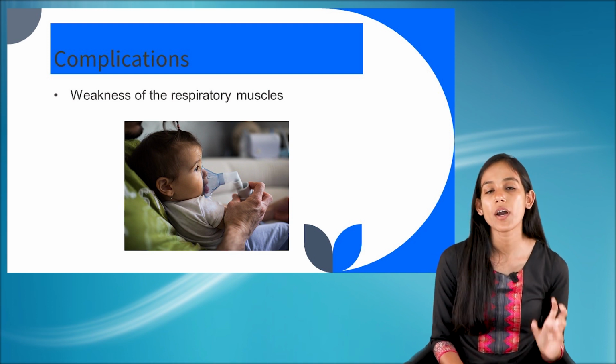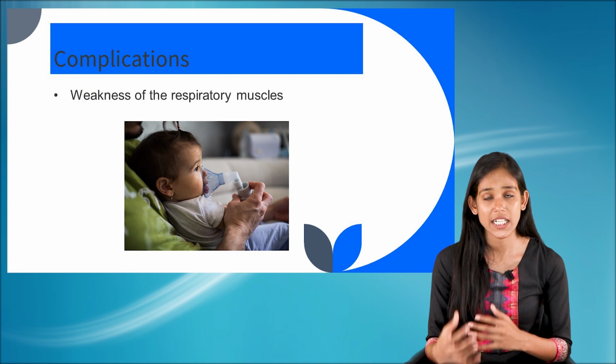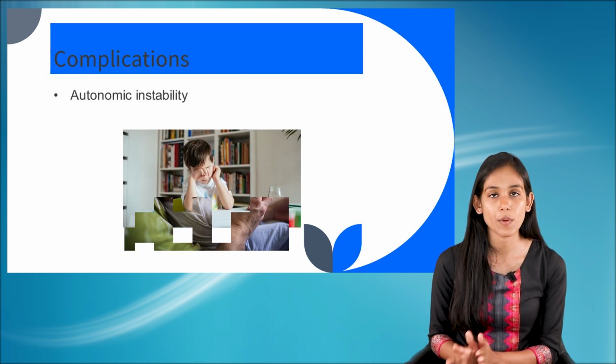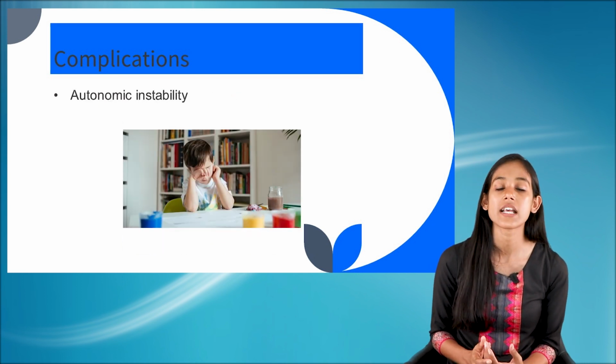Next, moving on to the complications of Guillain Barre syndrome. The first one would be weakness of the respiratory muscles. So that is one complication, and the second one is autonomic instability. The nerves which control the involuntary body functions, for example, blood pressure or heart rate or sweating, these nerves also might start to get damaged. So that is again one more complication.